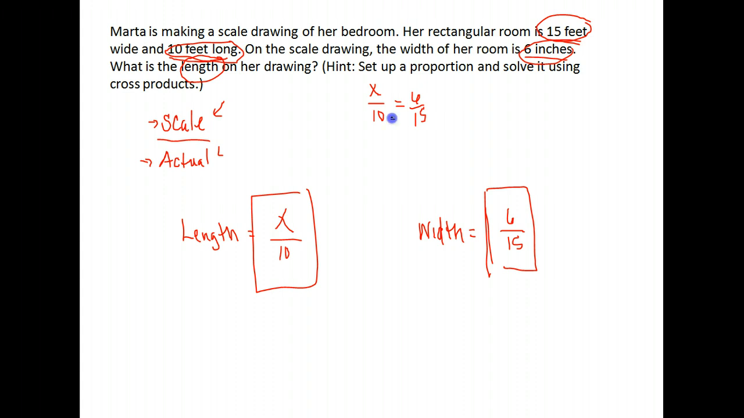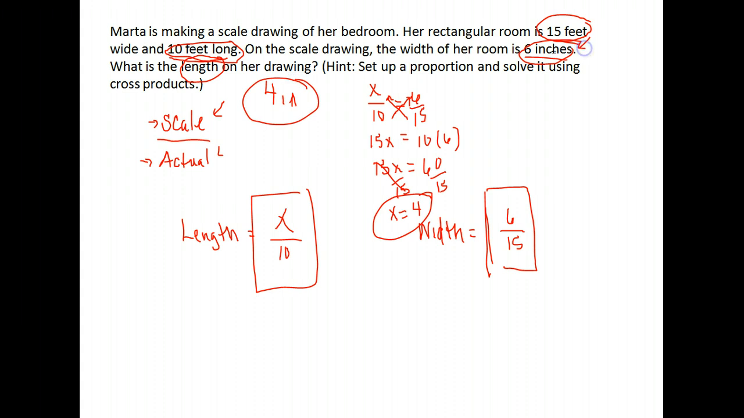We want to solve this for x, which we do by cross multiplying. Leave the equal sign in the middle. So we get 15 times x on one side, 10 times 6 on the other. We get 15x equals 60. We want to solve that. The opposite of multiplying is dividing, so we divide both sides by 15, and we get 4. So the answer to this problem is 4. The length in the scale drawing will be 4 inches, because notice the scale drawing was in inches, and the other was in feet.